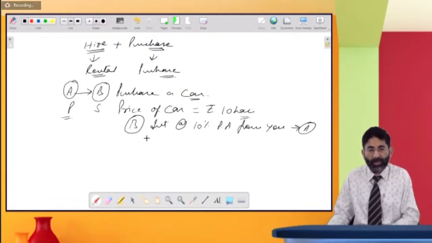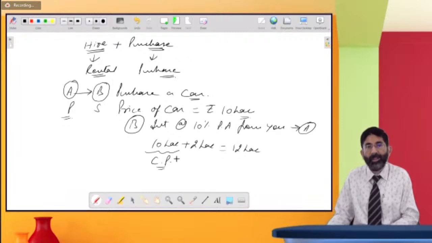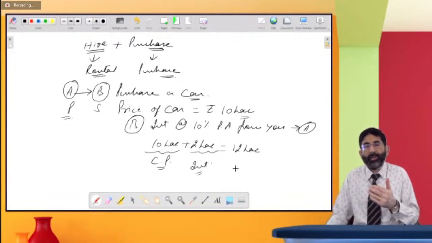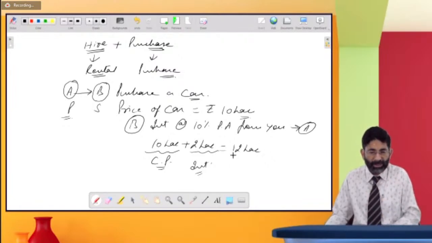In that case, obviously payment will not be 10 lakh. Assume interest of rupees 2 lakh is added in it, and the total value becomes 12 lakh, which is to be paid in installments. So this is called cash price, which is to be paid if payment is made in one go. This 2 lakh is the interest, which is to be paid due to the reason that I am making the payment in installments. And this is HP price, hire purchase price. This is 12 lakh, which is to be paid in installments.